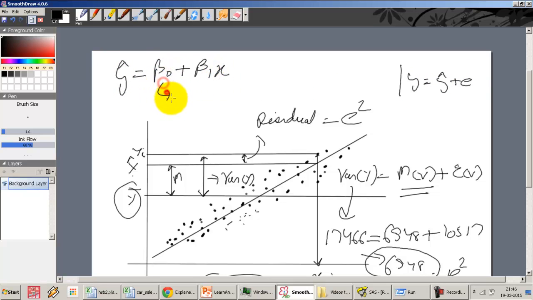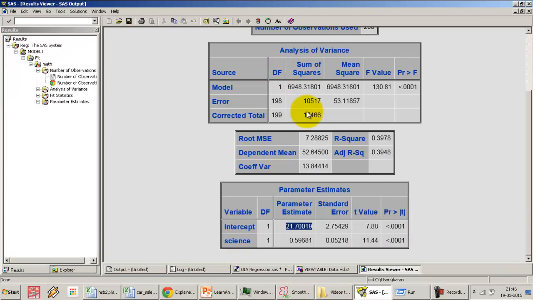So this is my intercept term, and beta 1 is my slope against the variable x. So let's have a look. The intercept, or the beta naught, is 21.709 and the slope is 0.59.